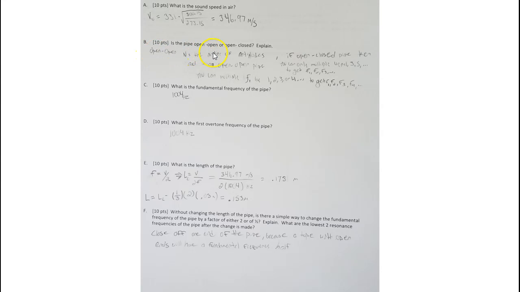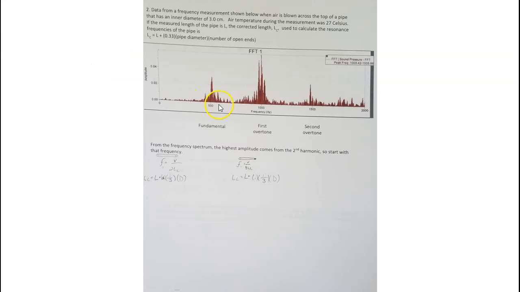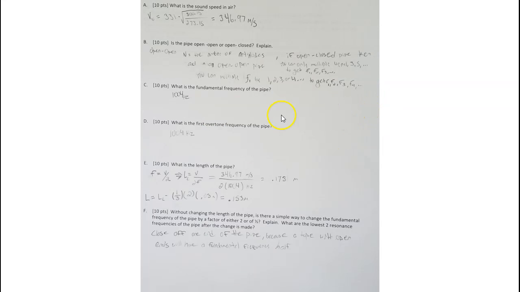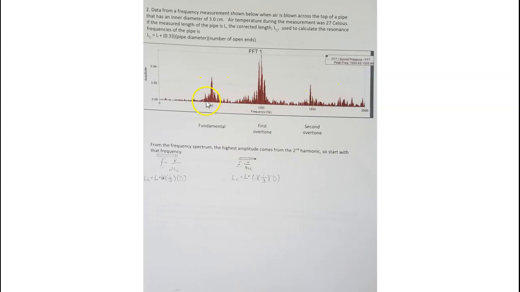Then we were asked if the pipe is open or open-closed. So it's open, and we can tell because from what's labeled as the fundamental peak, if you multiply the frequency by 2, you get a peak, and if you multiply this by 3, you get another peak, and 4, and so on, but 4 isn't really shown. That only happens if it's open, whereas if it was an open-closed pipe, then you'd get a peak here at the 500, and then a peak at the 1500, but not at the 1000.